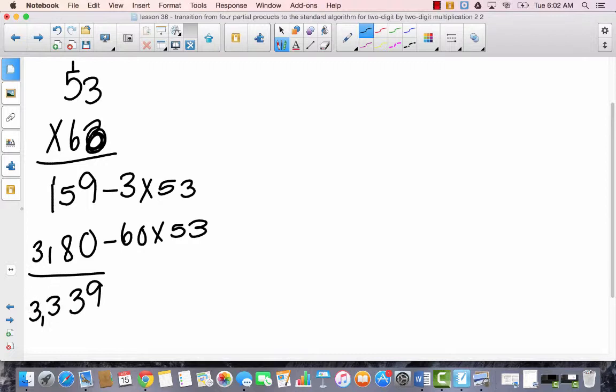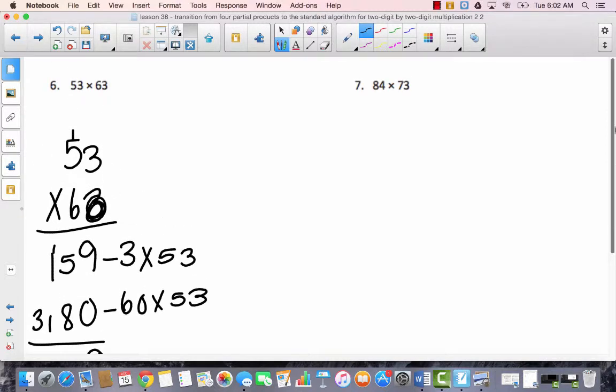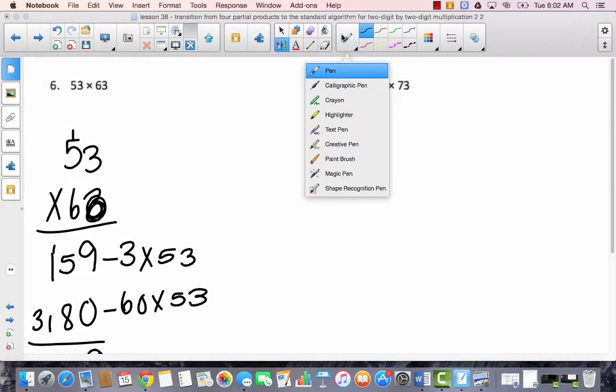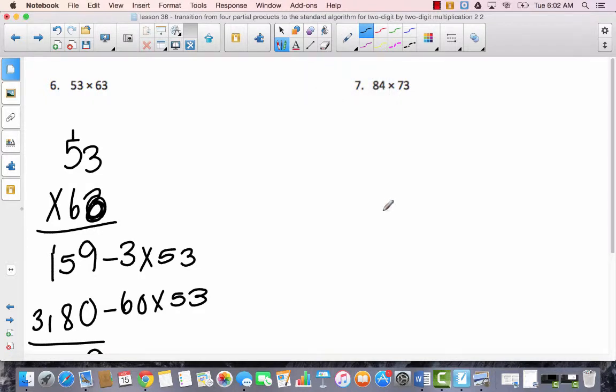Now that's a little bit crooked, but all right, so let's go back and take a look at our last problem for today. And we have 84 times 73. I want you to try to do this problem all by yourself. If you get stuck, you can always come back and check with me. But just pause the video and try to do it by yourself. All right, so I've got 84 times 73.